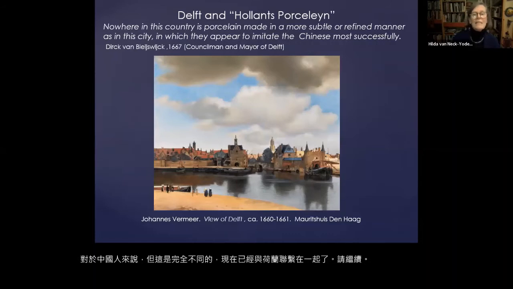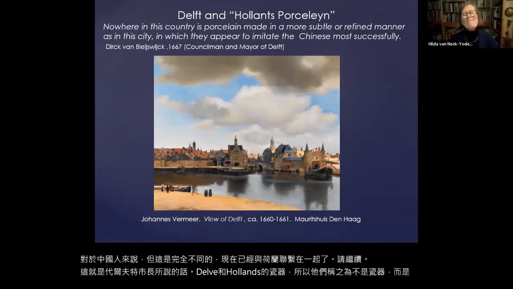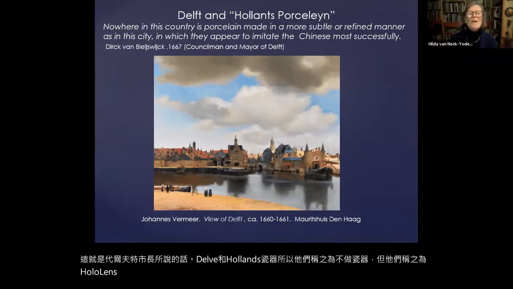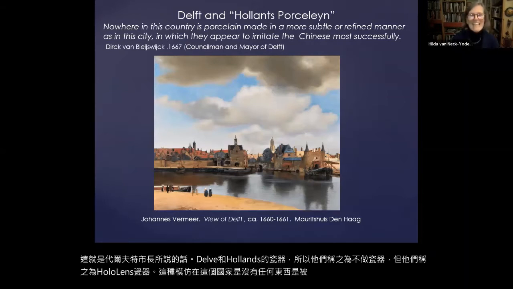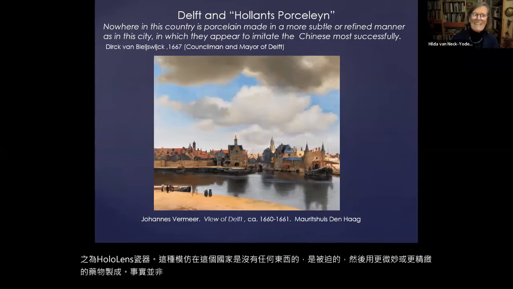Okay, so this is what the mayor of Delft says. Delft and Holland's porcelain. So they called it, they didn't make porcelain, but they called it Holland's porcelain. It's imitation. Nowhere in this country is porcelain made in a more subtle or refined manner. So it's not porcelain as in this city, in which they appear to imitate the Chinese most successfully. Next slide, please.